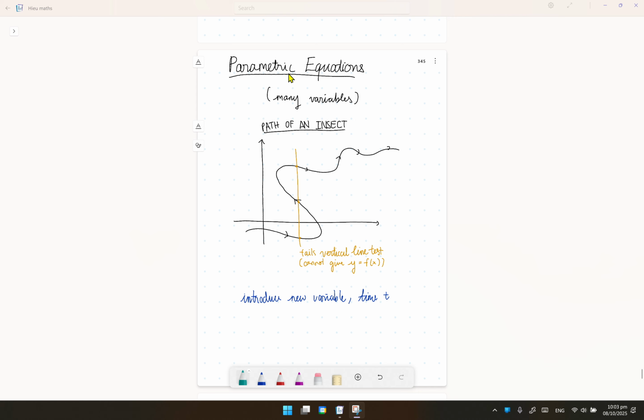Okay, so parametric equations, what do they mean? A parametric equation means that there's just more variables than just x and y. So it just means there's many variables, and let's see how that goes.